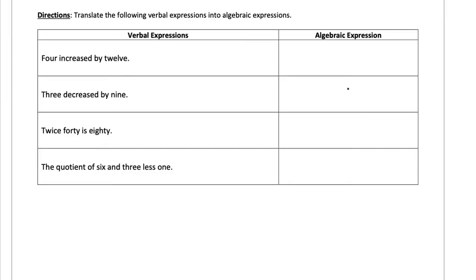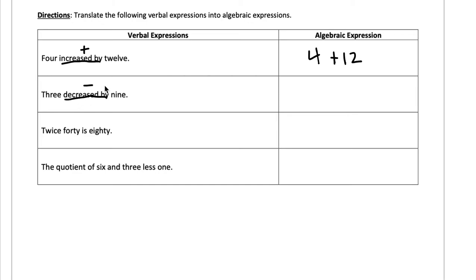Now that you've reviewed what those words mean, we're going to practice changing these verbal expressions into algebraic expressions. So we're taking them from words into numbers. What I like to do is read the sentence and write the symbol above each of the keywords. So it says 4 increased by 12, and when we increase, we add. So I'm going to say 4 increased by 12, and if I add that, that would all be equal to 16.